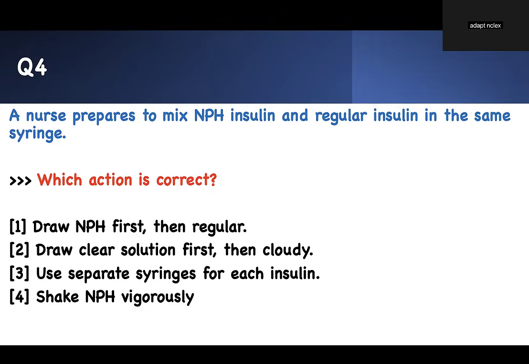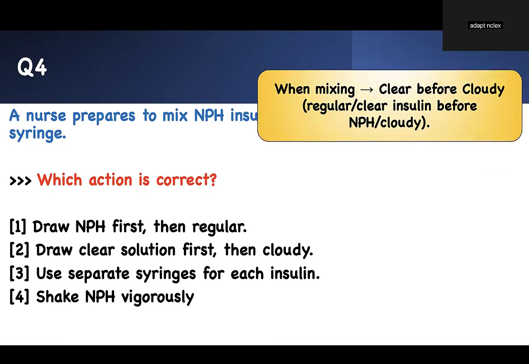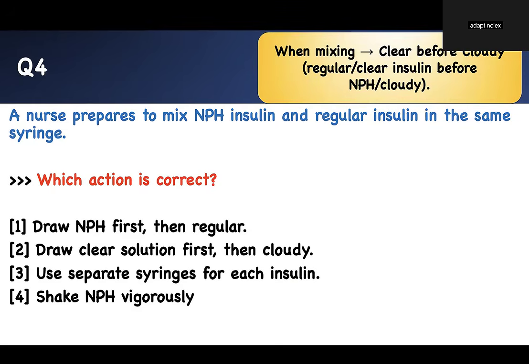The mnemonic is what? RN. Registered nurse, right? That means regular insulin before NPH. Number one is wrong. Draw NPH first, then regular insulin is wrong. Therefore, the right answer is to draw the clear solution and then the cloudy. I'm trying to let you think so that you can make yourself flexible in nursing school or the NCLEX when you see this pharmacology question regarding insulin, side effects, and dose calculation.